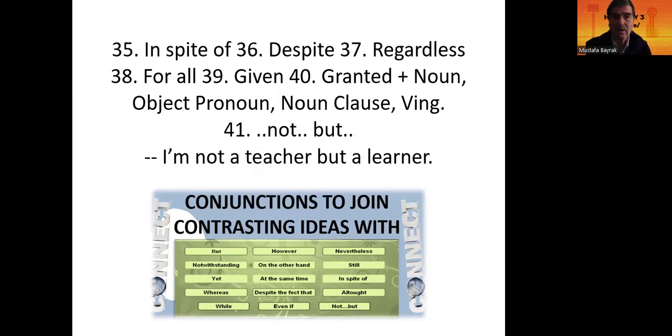For example, I am not a teacher, but a learner is also possible. It means I am not a teacher, but I am a learner. Two opposing ideas, two opposing messages. Conjunctions to join contrasting ideas.